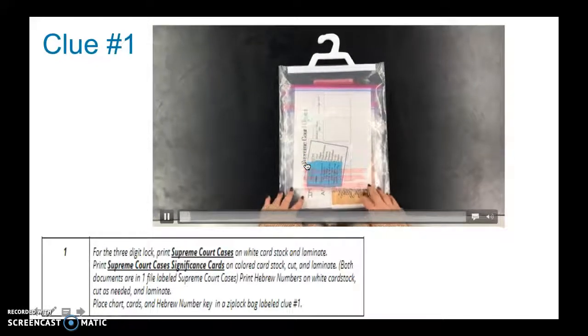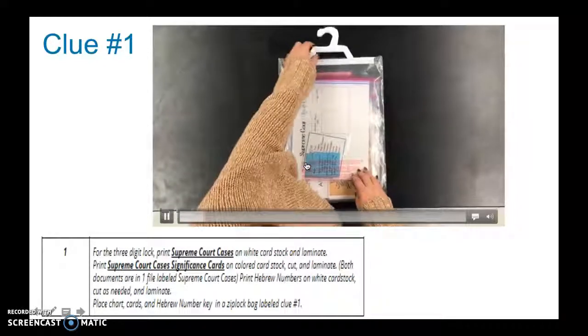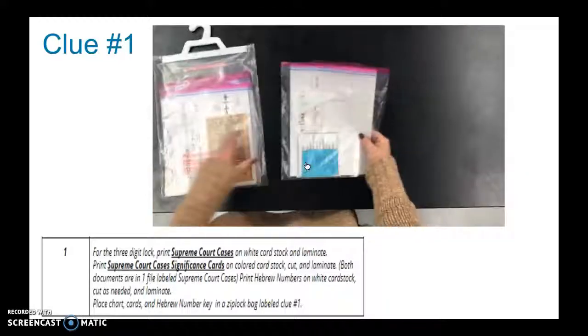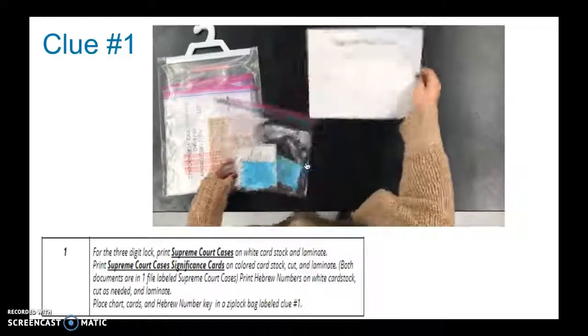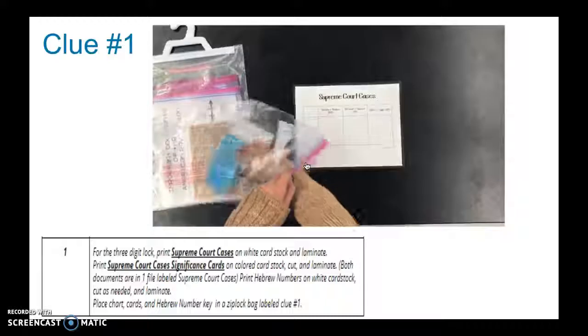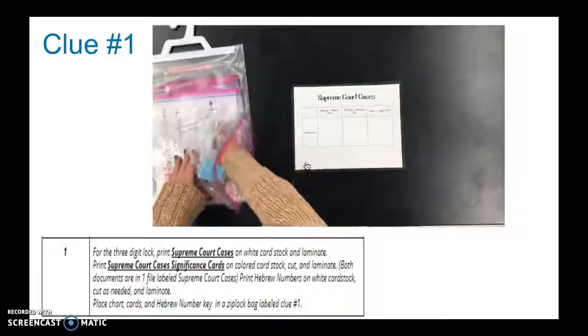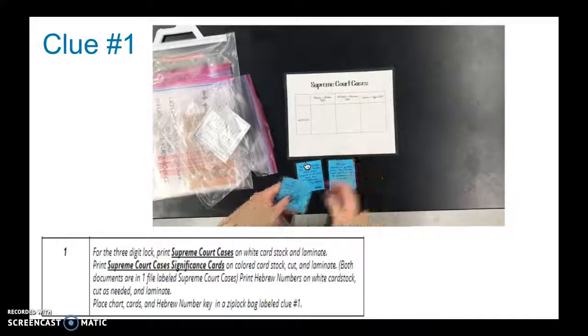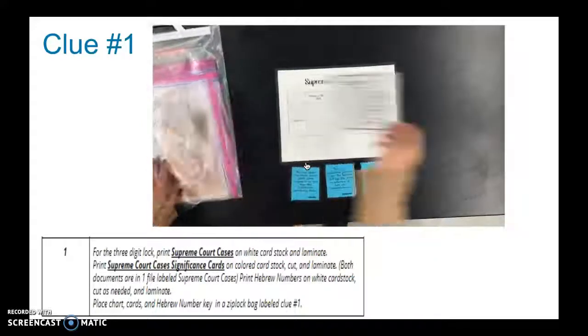All right, we have all of our clues stored in one central location, a bag or folder. I'm going to pull out clue number 1. Inside clue number 1, we have the Supreme Court cases mat, along with our 3 significance cards and our Hebrew number chart.